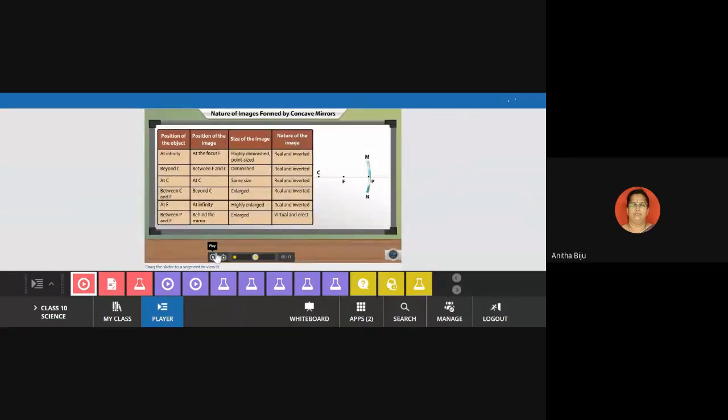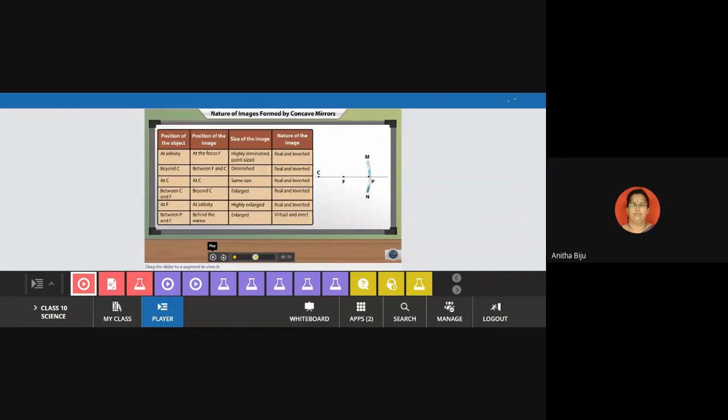When the object is placed between focus and pole of the concave mirror, this is a virtual, upright, and highly magnified image. This is the summary of what we have learned now. Very important: on the basis of this chart, or this image formation, questions will come. One question: where should the object be placed for getting a virtual and erect image in the case of a concave mirror? Second question: where do we keep the object so that we get an image of the same size? This is the way you can frame questions from the chart.